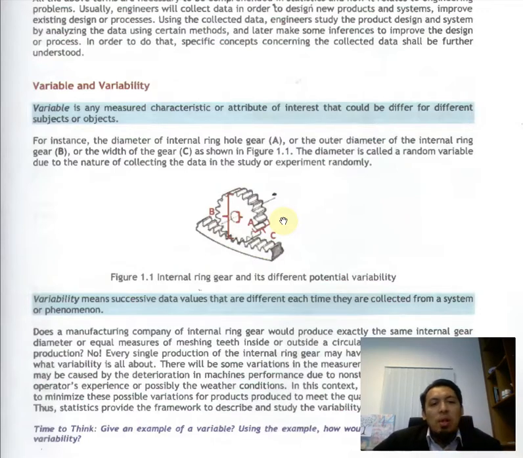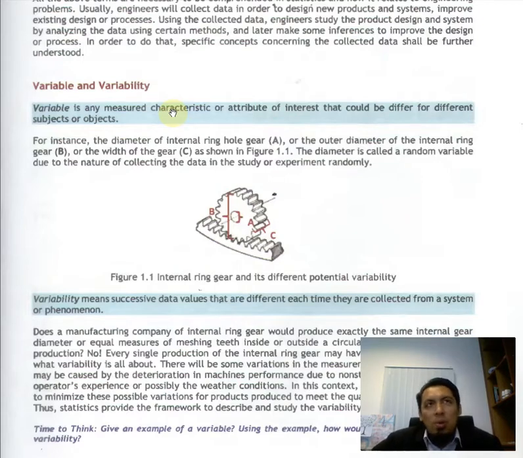We should have variable and variability. Okay, variable is one thing. The variability is utmost important. So variable is any measured characteristic or attribute of interest that could differ for different subjects or objects. In other words, variable is the thing that you want to look at. What do you want to measure? So that is the variable, right?